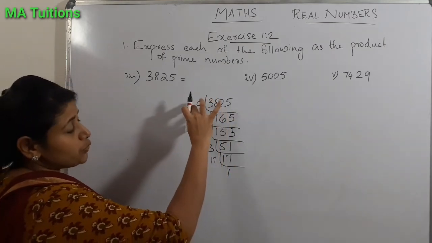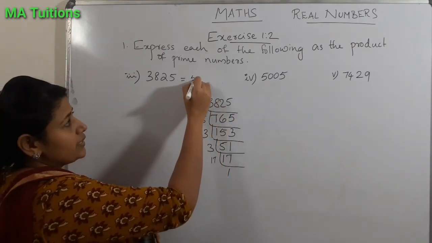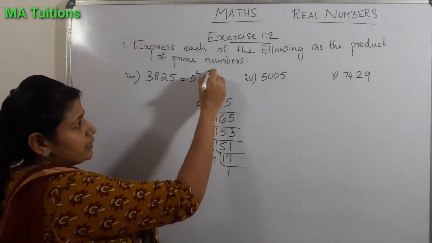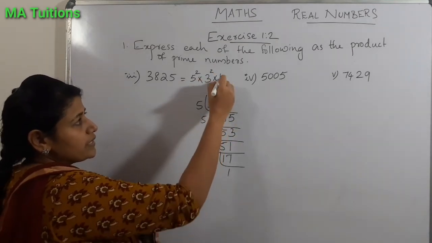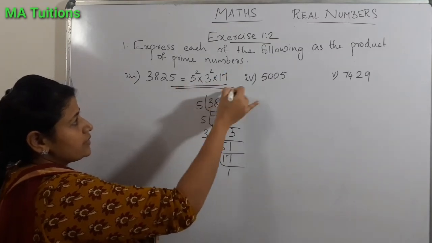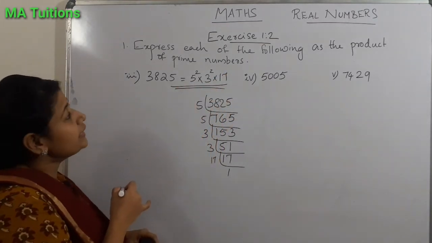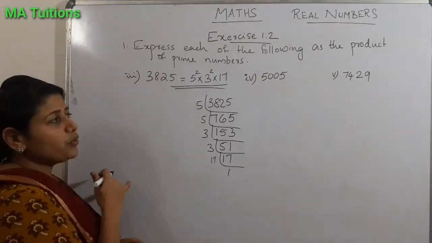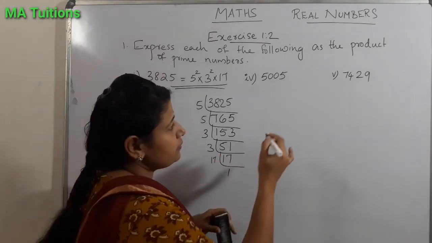So we can write, 2 times 5 is there, so we can write 5 raised to 2. And 2 times 3 is there, that means 3 raised to 2. And only 1 time 17, so into 17. This is the prime factorization of 3825.